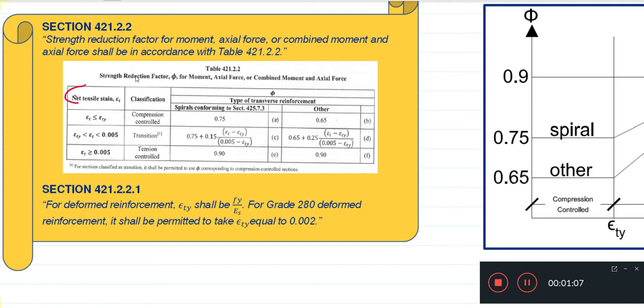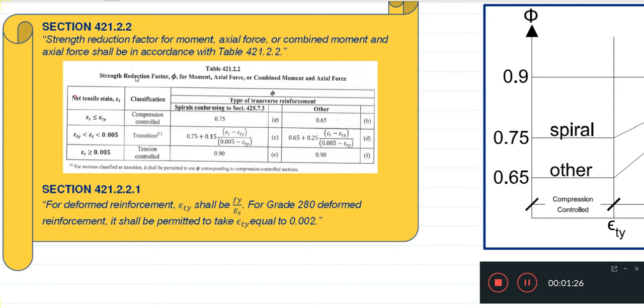So, kaya sabi sa inyo, napakalaga nung net tensile strain natin kanina, which can be computed using the depth of the compression block and yung strain diagram natin. So, mamaya ipapakita ko kung paano siya na-determine.